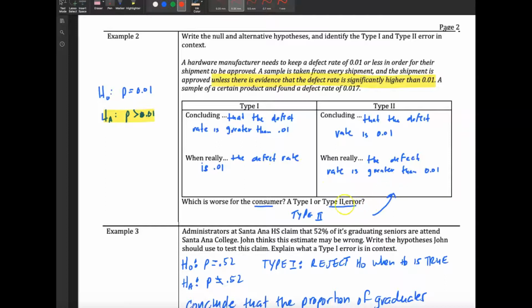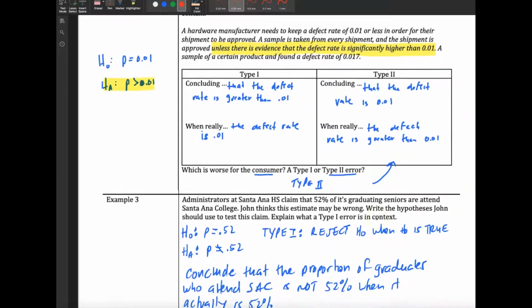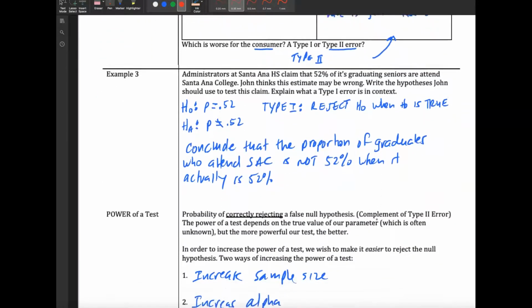So a type 2 error in this case would be worse, because if we make this error, then we're allowing more defective products to be produced. Because we're saying, no, the defect rate is 0.01, but in reality, it's greater. I mean, this is bad too, but again, in this context, a type 2 error would be worse.